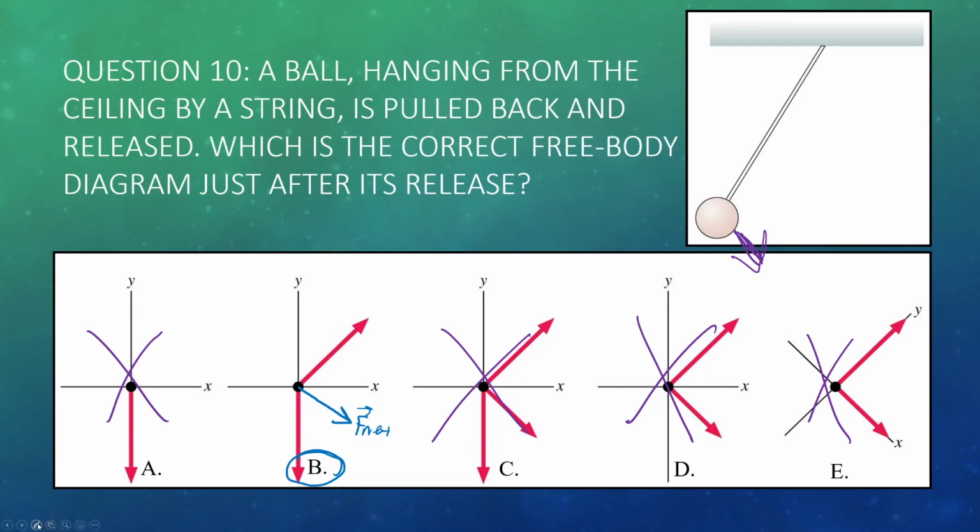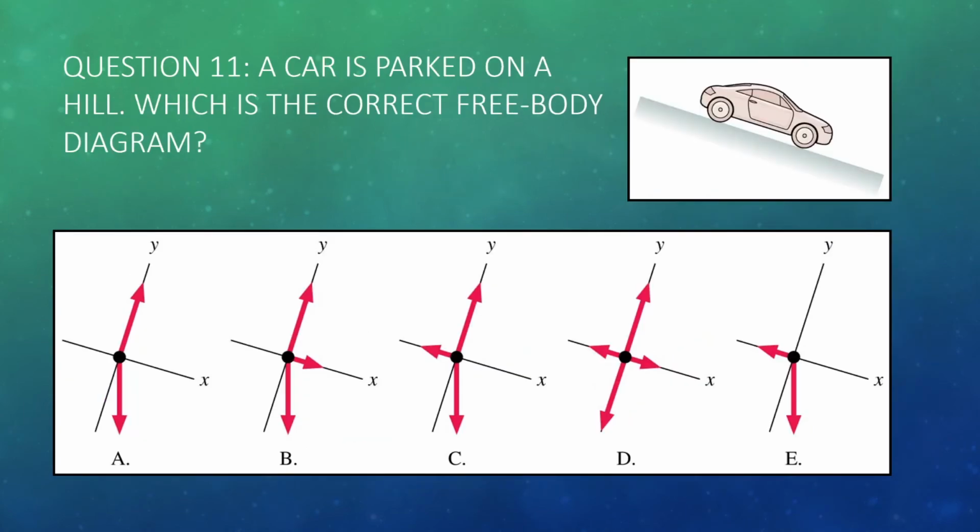You have the weight of the ball acting downward, and the tension in the rope pointing up and to the right. Question 11. A car is parked on a hill. Which is the correct free body diagram?